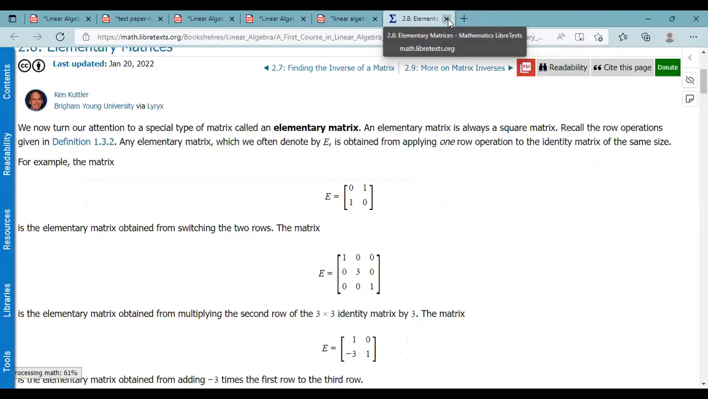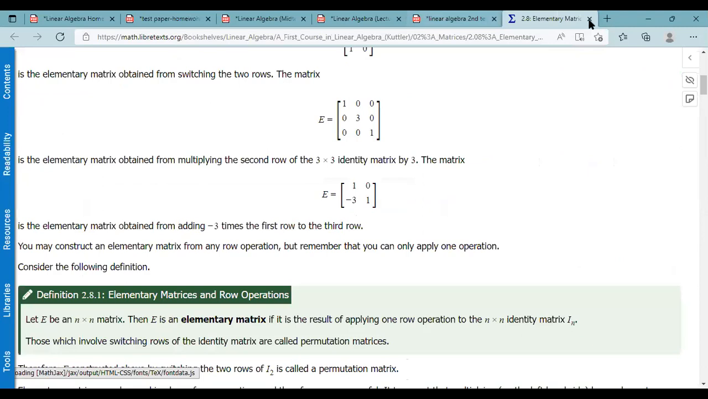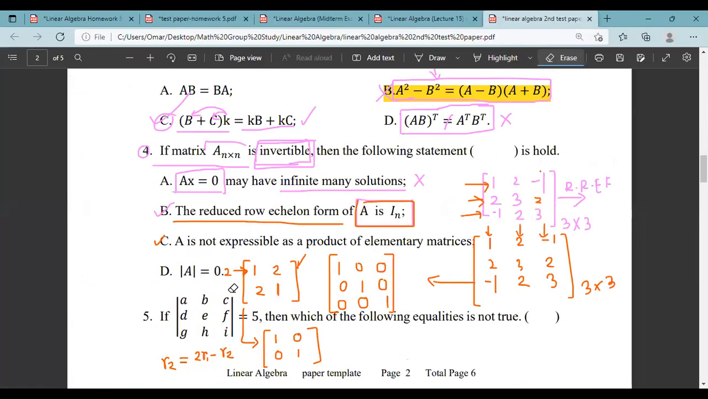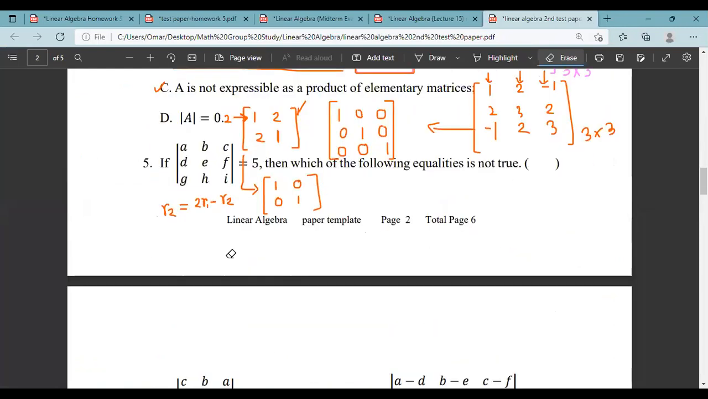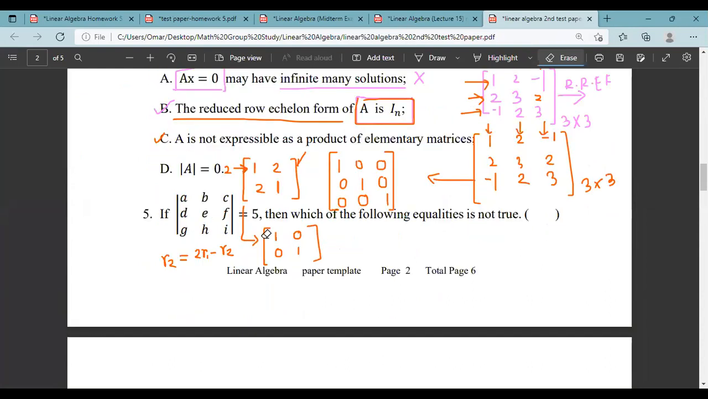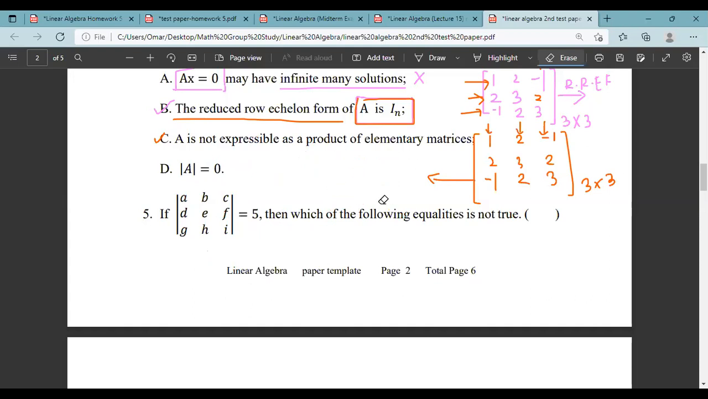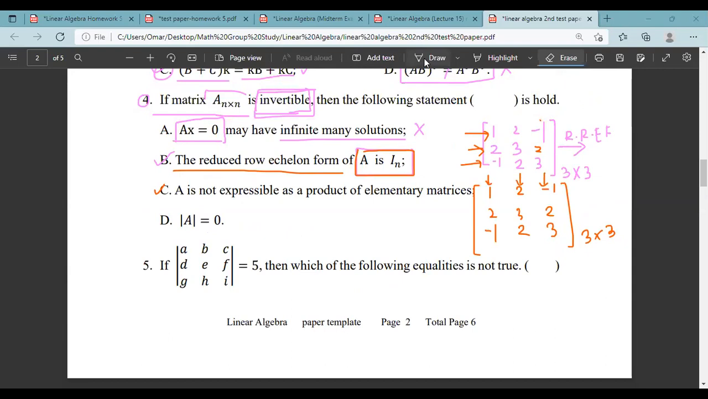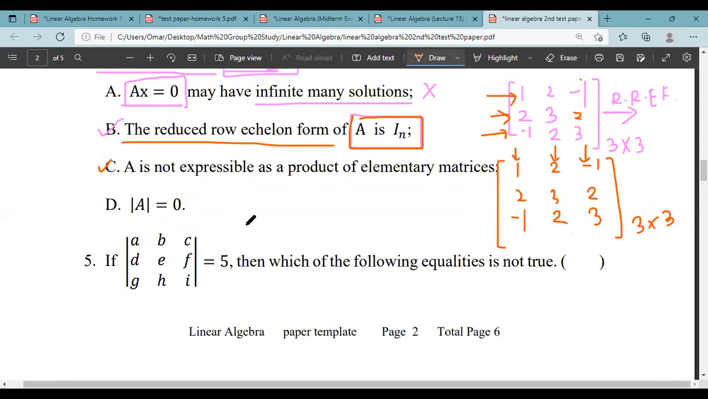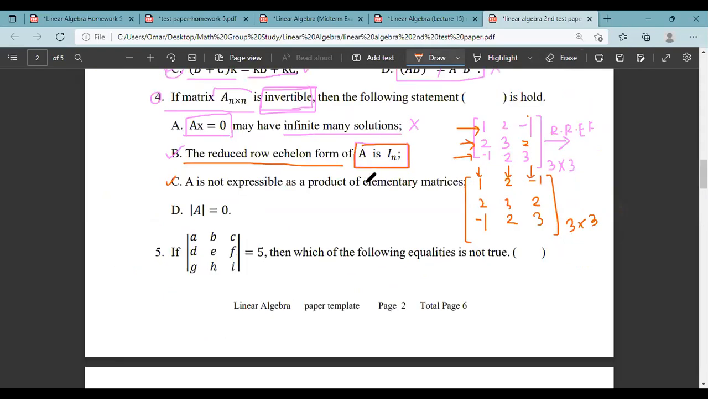Okay, so let's continue. So where we left? So now the fifth question. Oh, don't worry. We all will do better in our exams. We just need to review the test paper. I think the questions will be very similar to this test paper.